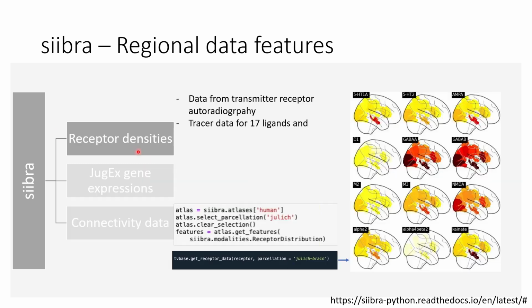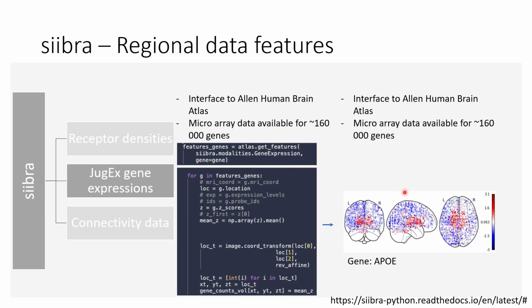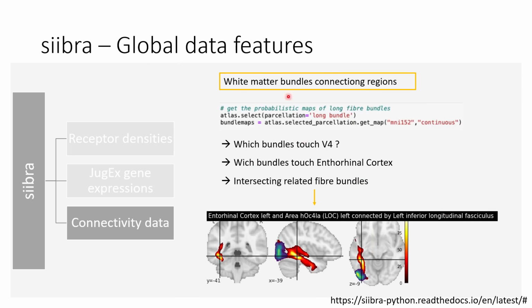And if you do this, you can then access different data modalities, for example, receptor density data, so region-specific receptor density data for 17 different ligands, or you can extract gene expression data from the Allen human brain atlas for over 160,000 genes. And so that's also a regional data feature, but you can also extract global data features, so for example, with the question, which bundles connect this V4 visual cortex area and the entorhinal cortex using probabilistic maps.